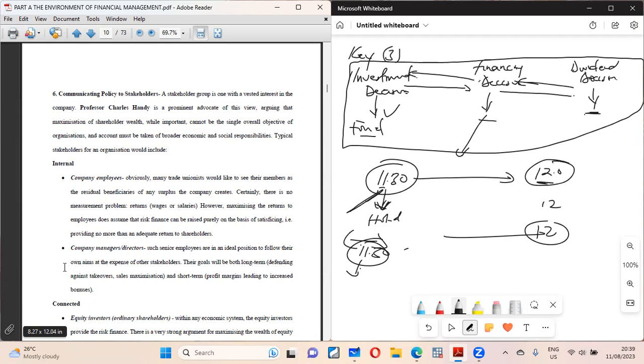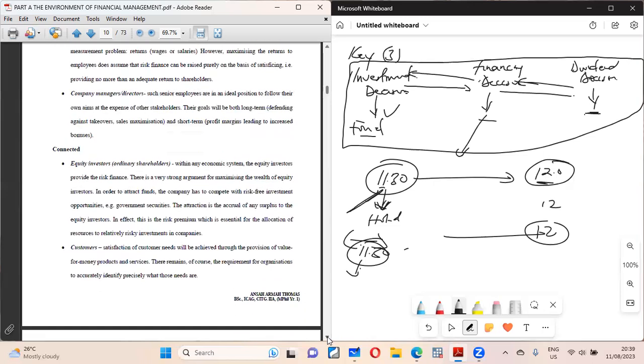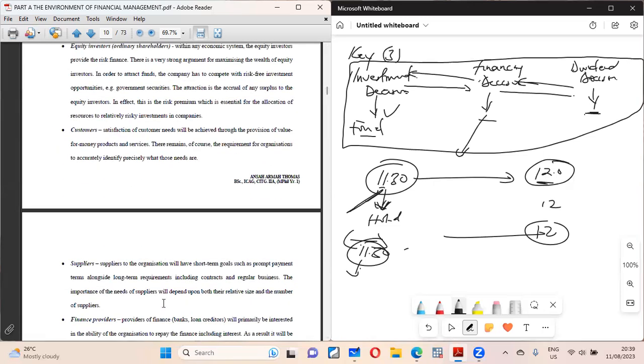You also have to check the communication of that policy against the connected people. Connected people are the equity investors, the customers, the suppliers, the finance providers, and all those people. Because there has to be a policy around that. What is your policy for going for a loan? What is your financial policy in terms of you and your customers? How many credit days? How many this? How many that? You communicate all those things. We will learn those things also when we are doing working capital.